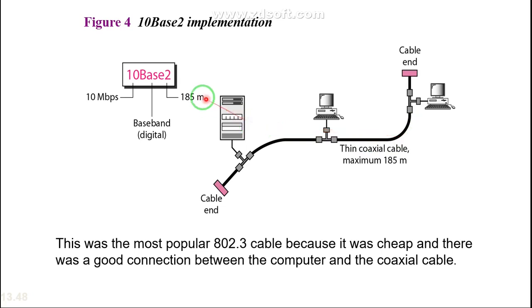However, the length of the cable should not exceed 185 meters, which is close to 200 meters, due to the high level of attenuation in thin coaxial cable. The distance is reduced, and after that you need to use a repeater over there. Since this distance is very small, there is a good connection between the computer and this coaxial cable.